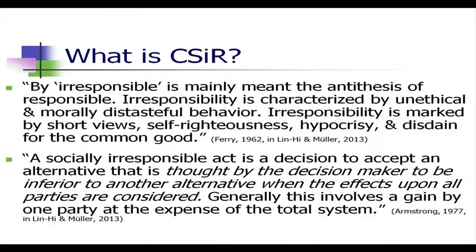The second description was of socially irresponsible acts. According to Armstrong, 1977, in Lin, He and Mueller, a socially irresponsible act is a decision to accept an alternative that is thought by the decision maker to be inferior to another alternative when the effects upon all parties are considered. Generally, this involves a gain by one party at the expense of the total system. So, if one party stands to gain at the expense of another party, then it is known as irresponsible behavior. You don't give equal importance to the common good.